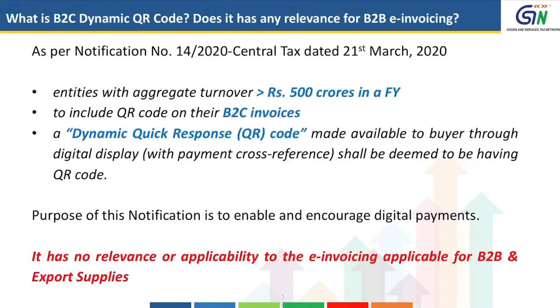What is a B2C dynamic QR code? Does it have any relevance for e-invoicing? As per notification number 14 of 2020, the business entities with aggregate turnover of more than 500 crore rupees in a financial year are supposed to include a dynamic QR code on their B2C invoices, that is, business to consumer invoices. It is also specified in the notification that a dynamic QR code made available to the buyer through digital display and containing the payment cross-reference shall also be deemed to be having the QR code.